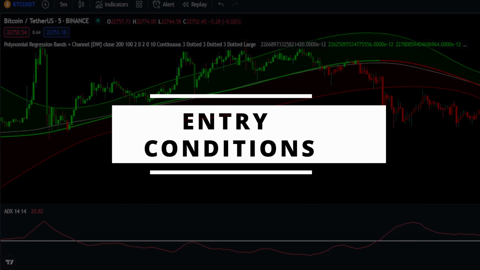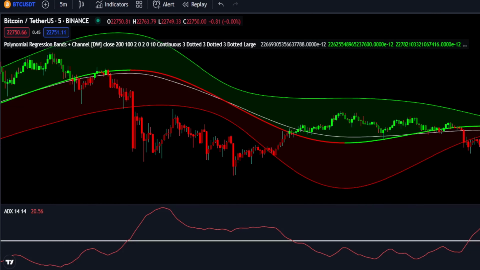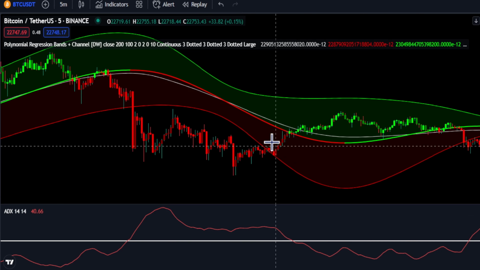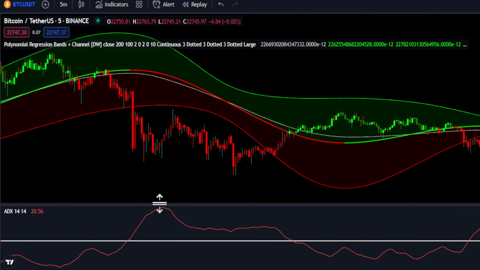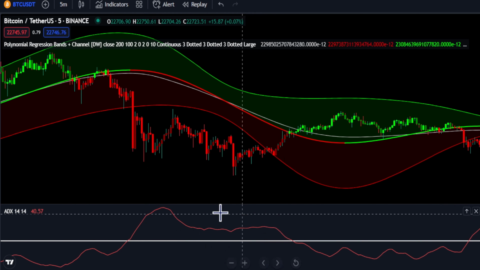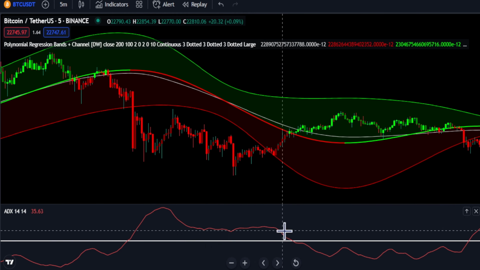Entry conditions. Let's first look at when to enter into a buy position. Firstly, the price needs to cross back above the lower band. Secondly, we will be using the ADX indicator as confirmation. The ADX will need to have recently been above the 30 line. This means that the market volatility is high, indicating that we are currently in a trending market.